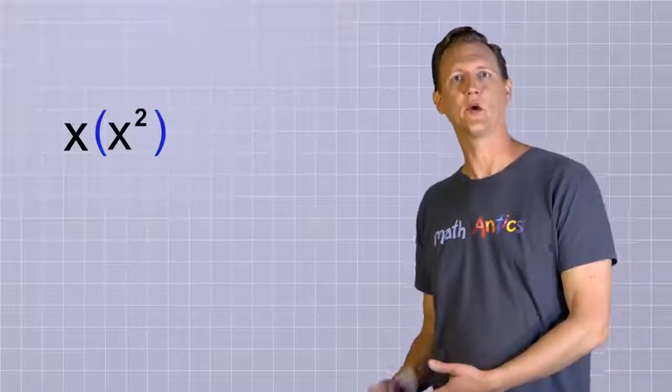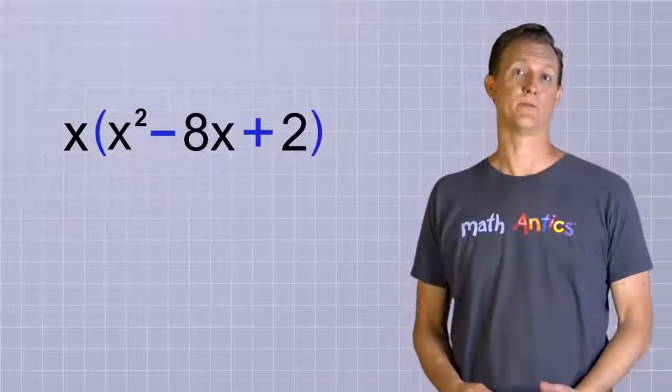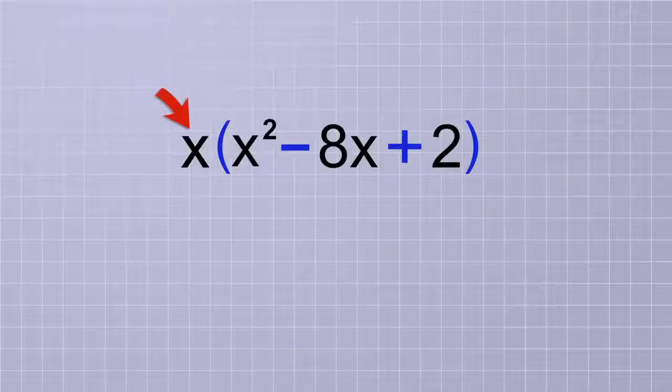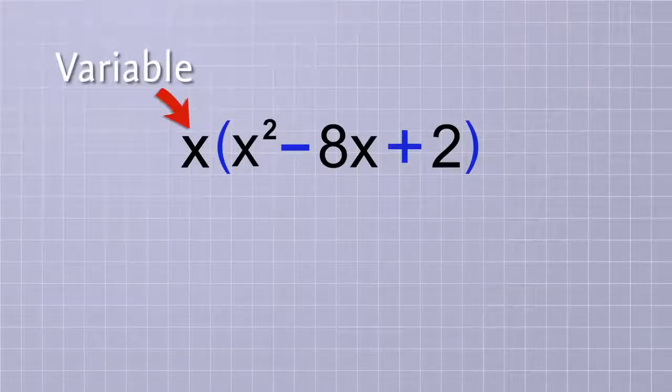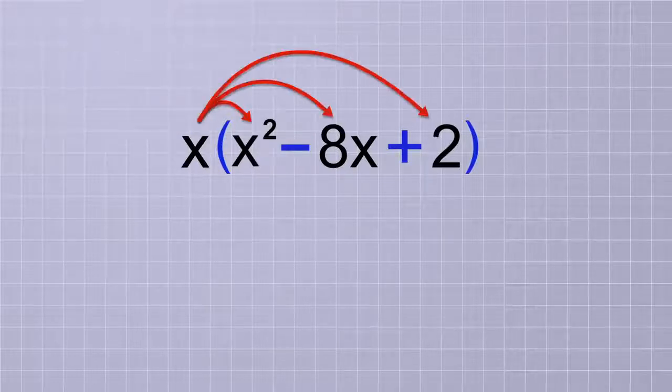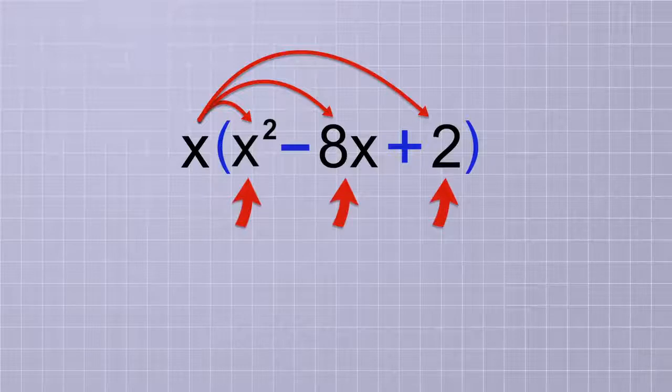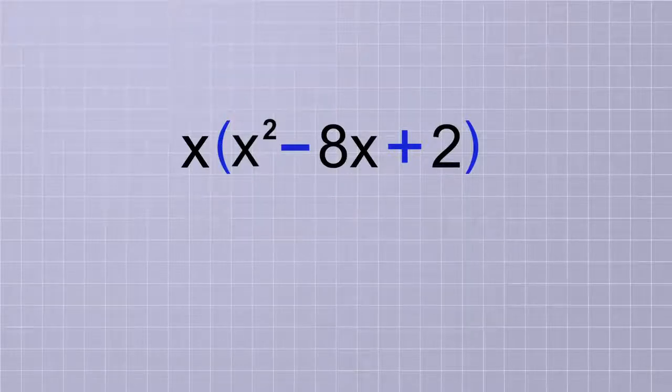Let's see another example. x times the group x squared minus 8x plus 2. In this expression, the factor being multiplied by the group is actually a variable, but the distributive property works exactly the same way. And it says that we can distribute that factor and multiply it by each term of the group individually. The first term is x squared, which is the same as x times x.